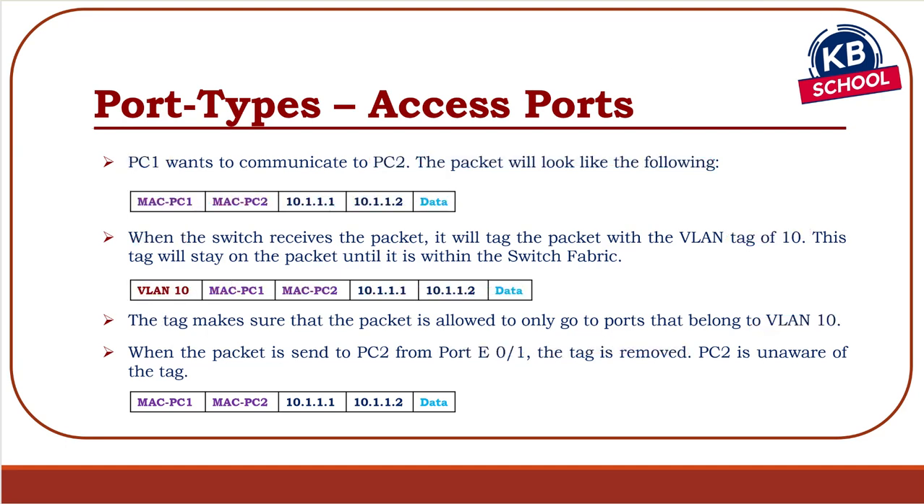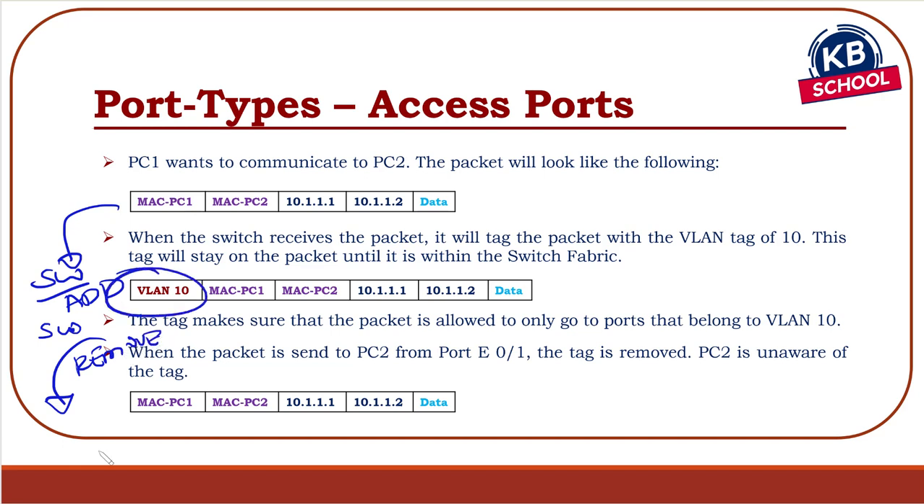Who did this? So inbound into the switch adds, outbound out of the switch, it removes. So it just has meaning within the switch fabric. There are certain places that you do want to maintain the VLAN tag, and I'll talk about that. But on an access port, the switch adds the VLAN tag inbound, switch removes the VLAN tag outbound towards the destination.